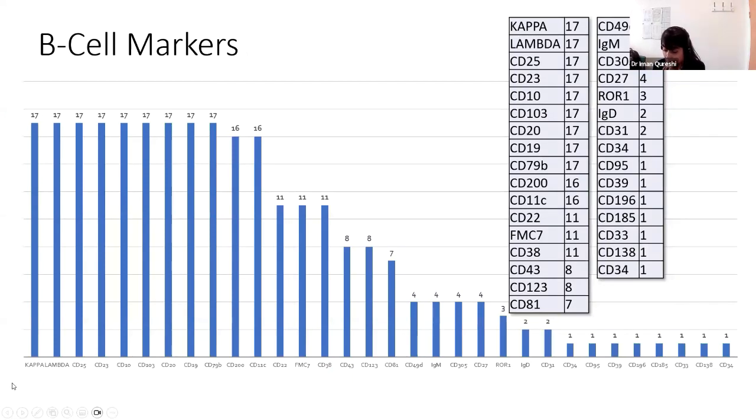Again, I think there aren't too many surprises here. You can see that all labs are using the most common ones: kappa, lambda, CD25, CD23, CD10, CD103, CD20, CD19, CD79b. But as we get lower, you can see that again mainly the specialized labs are using some other ones. And what we wanted to define is, what is the utility of these less used markers, and how useful do the labs find them?